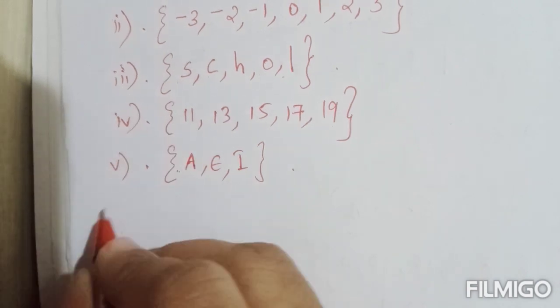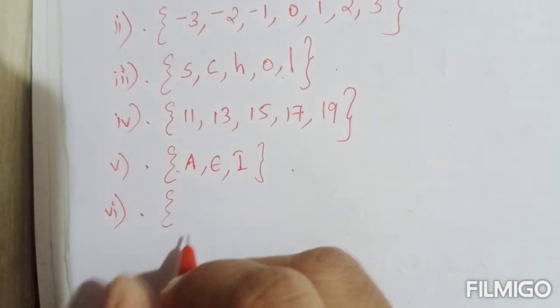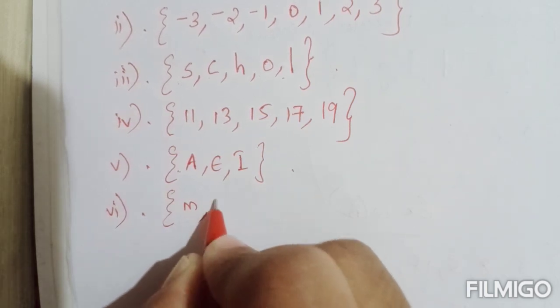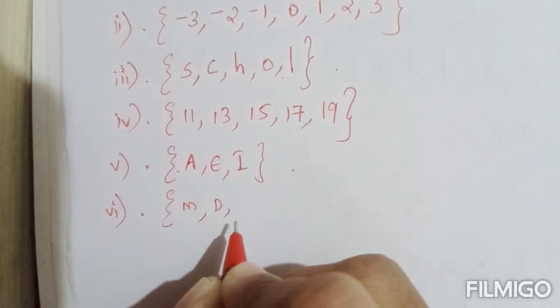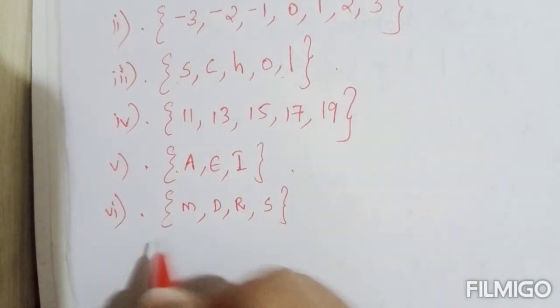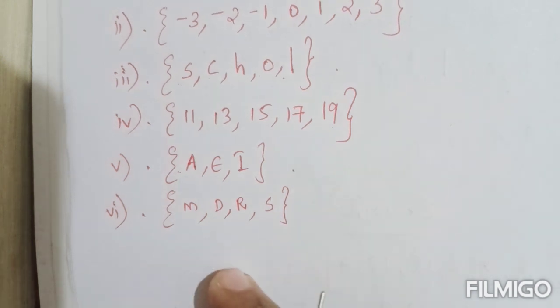Now sixth one, consonants. Set of all consonants used in the word Madras. So consonants. M is a consonant, then A, it is a vowel, then D, you can take R, then S. These are the consonants used in the word Madras. This is its roster form.